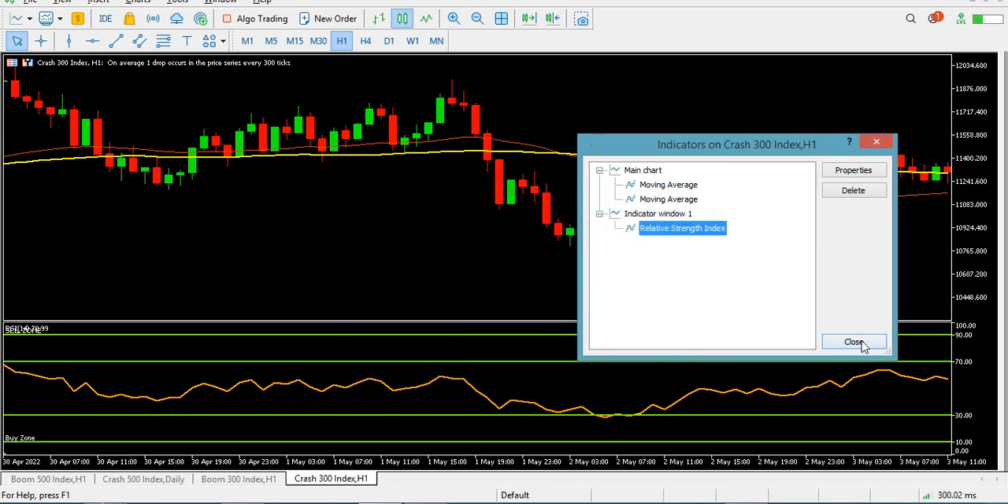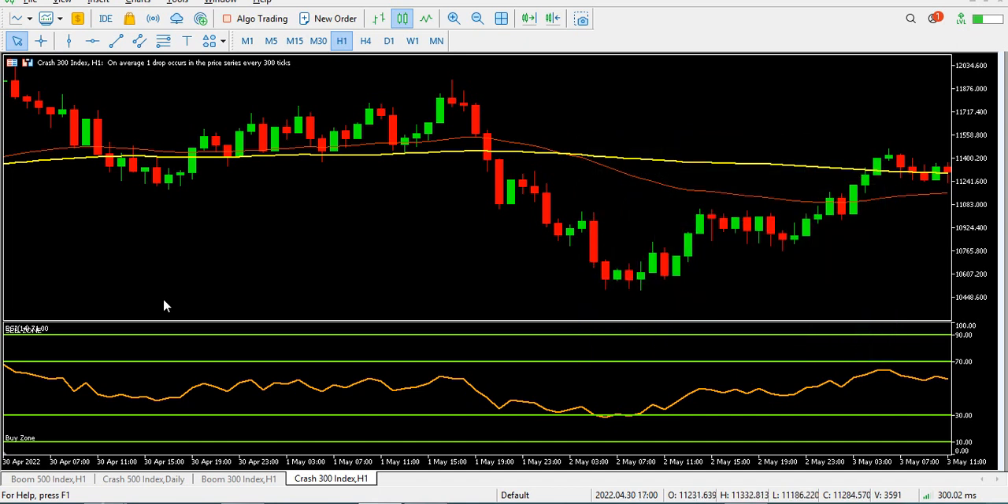So take a look. Let's close this. Take a look at here. Okay, see the buy zone right here. So when the market approaches this level of 10, that shows that the market is oversold. Okay, the market is oversold, and the bulls are going to step into the market to keep buying it, so the market can go up.